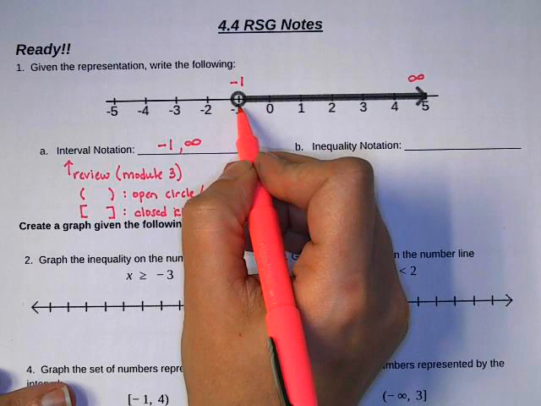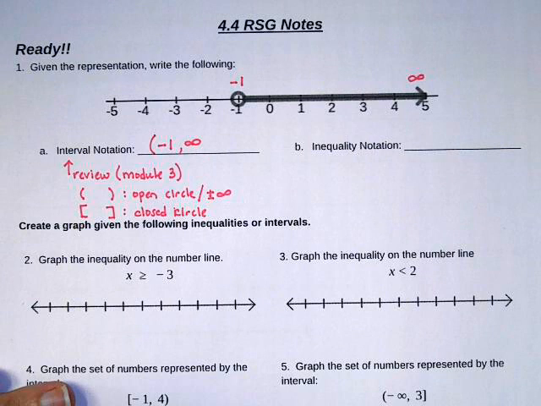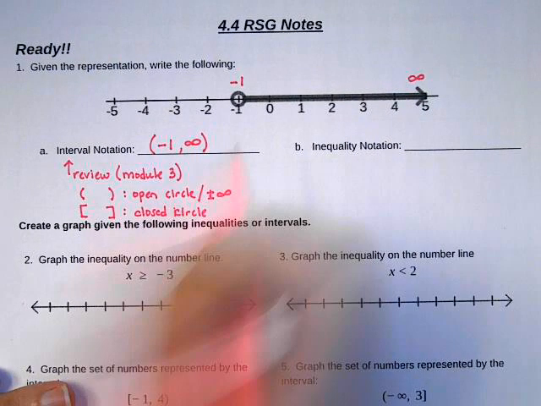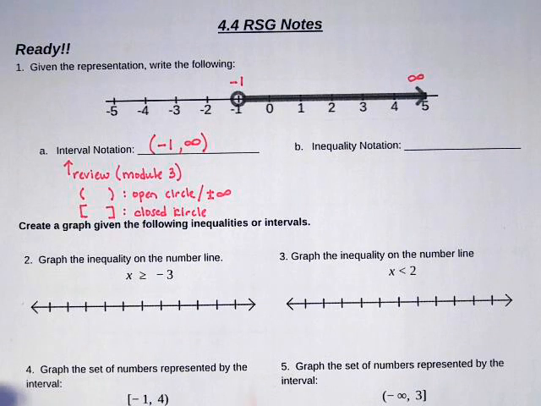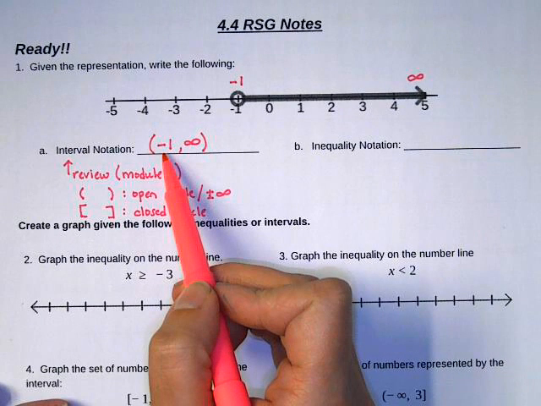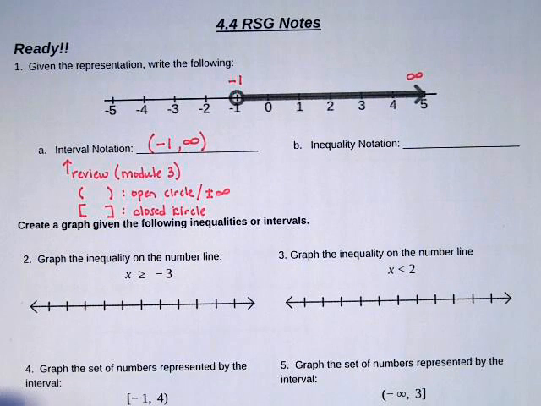Since this first circle is open, I'm going to use a parenthesis. And since this last number is infinity, I'm also going to use a parenthesis. This is how I can represent all the numbers between -1 and positive infinity using interval notation.